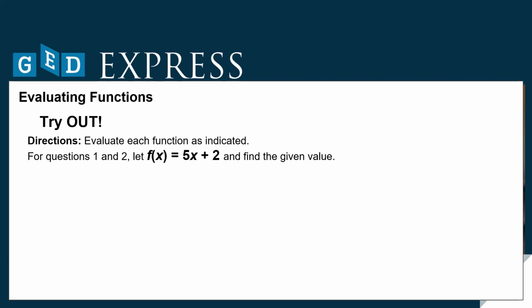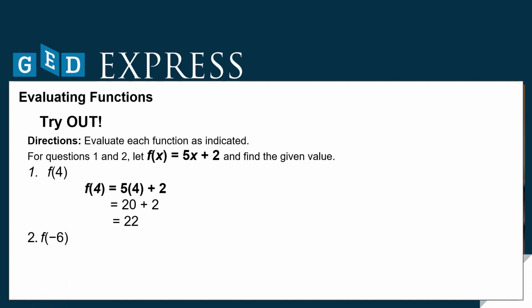Okay, for questions number 1 and 2, we will be using the given function f of x is equal to 5x plus 2, and find the given value. Now for number 1, the value of the input is 4, or the value of x is 4. Again, substitute x by 4. So we have 5 times 4 plus 2. Following the order of operations, we need to do the multiplication first. So we have 20 plus 2, and then the addition. Then the value of the function, where the input is equal to 4, is equal to 22.